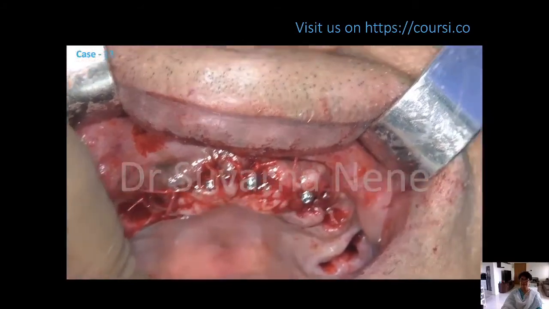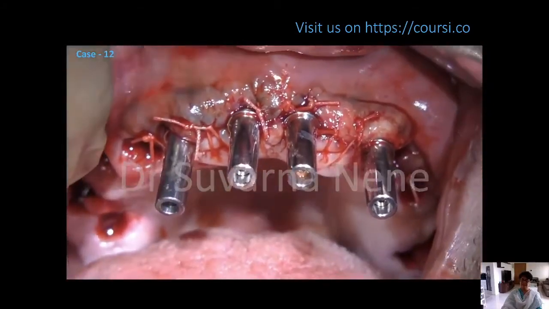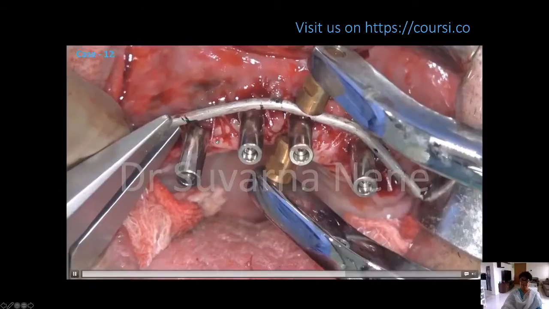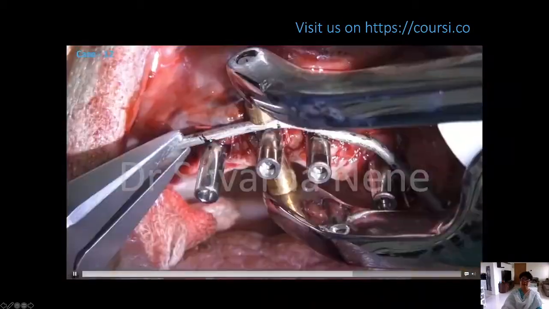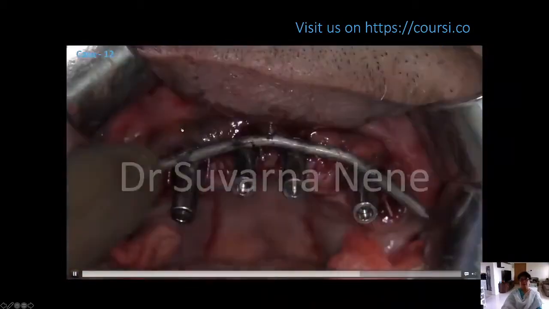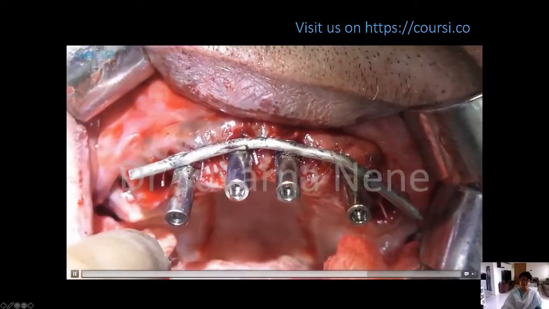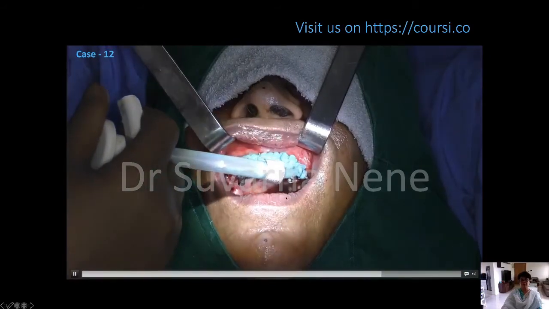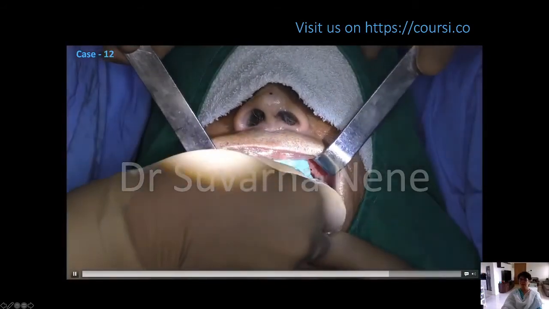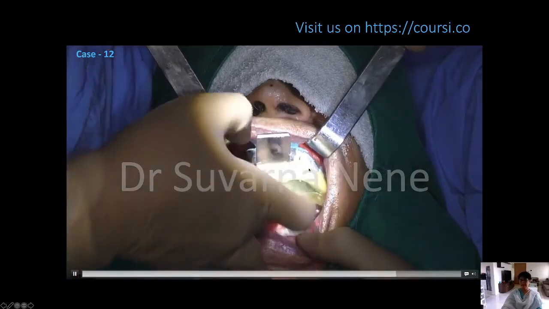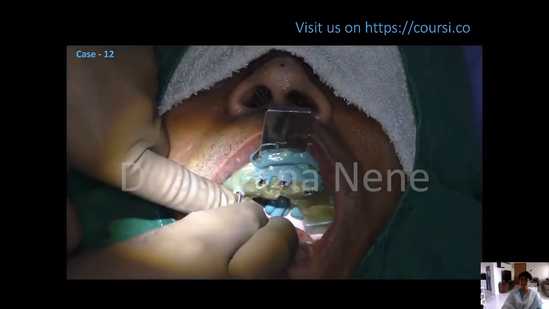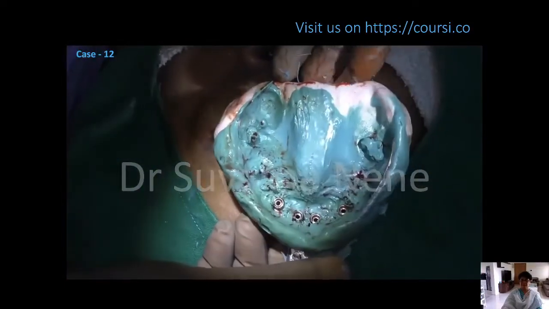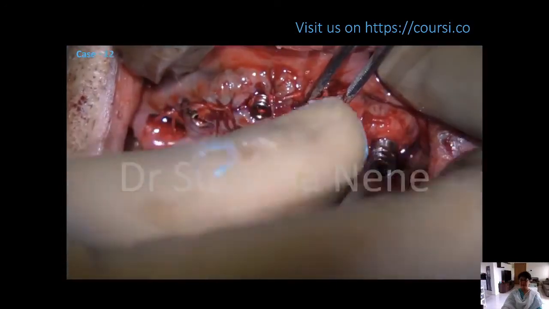Now after closing this, we are going to use the welding cylinders. This is the technique of Dr. Marco Degidi from Bologna, Italy. It's a 2 mm thick wire. We are welding it in the sleeves. Now giving immediate prostheses is possible if you have the technician with you. I have modified this for my own purpose, and I take an open tray impression after loading these implants immediately, so that I can send it to the lab, and the lab will create the prostheses for me, and on the third day I will fix it in the mouth.